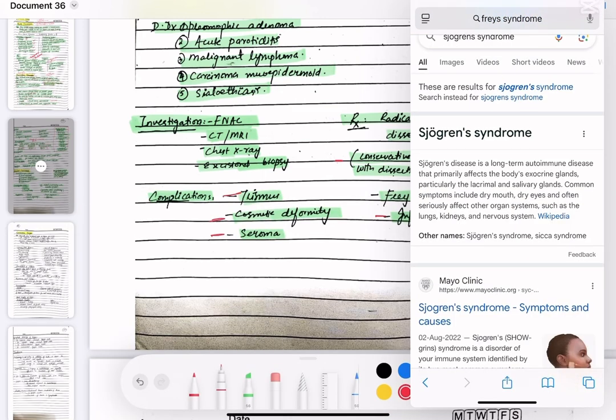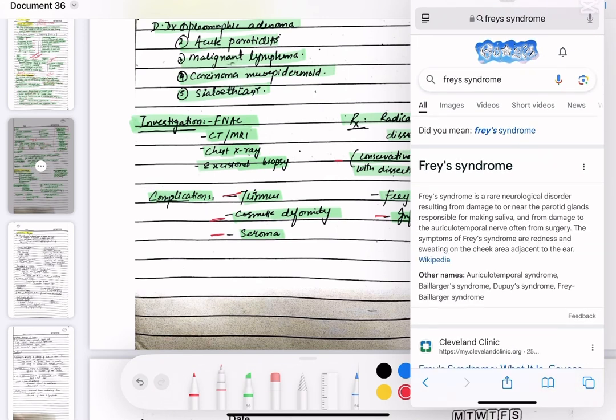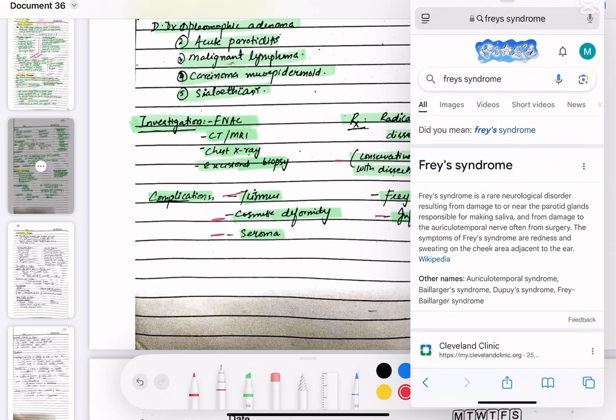Frey syndrome is a rare neurological disorder resulting from damage to or near the parotid glands, which are responsible for making saliva, and from damage to the auriculotemporal nerve, often from surgery. The symptoms of Frey syndrome are redness and sweating on the cheek area adjacent to the ear.